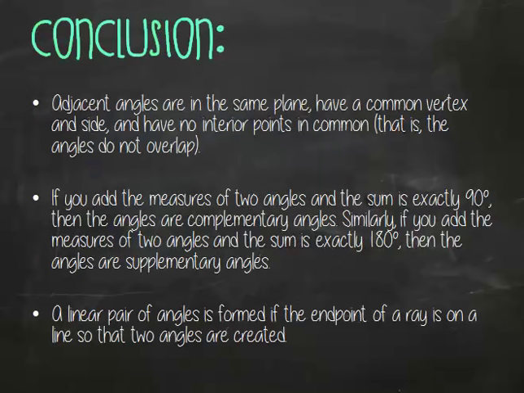Alright, so in conclusion, adjacent angles are in the same plane, have a common vertex and side, and have no interior points in common. That is, the angles do not overlap. If you add the measures of two angles and the sum is exactly 90, they are complementary. If you add the measures of two angles and they are 180, then they are supplementary. A linear pair of angles is formed of an endpoint of a ray and is on a line that are also created. And also, let's add to that they are also supplementary.